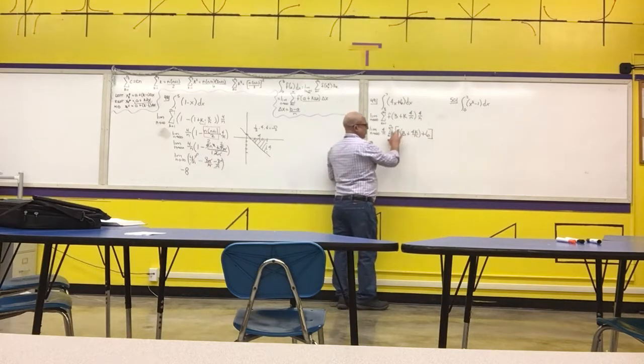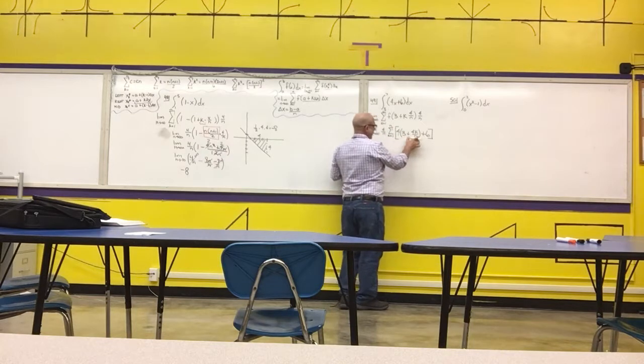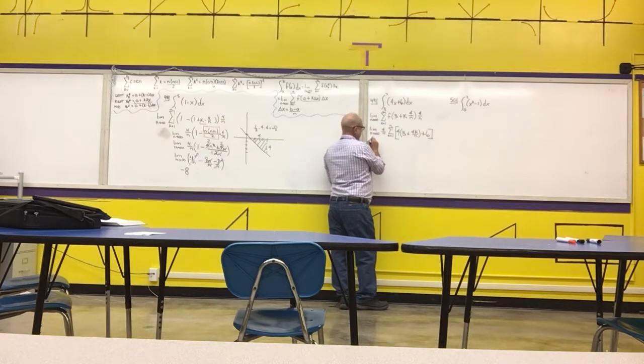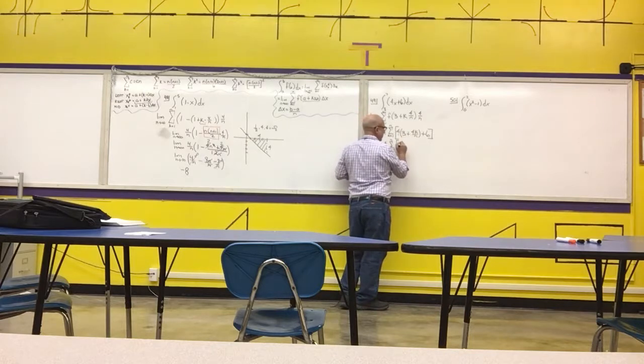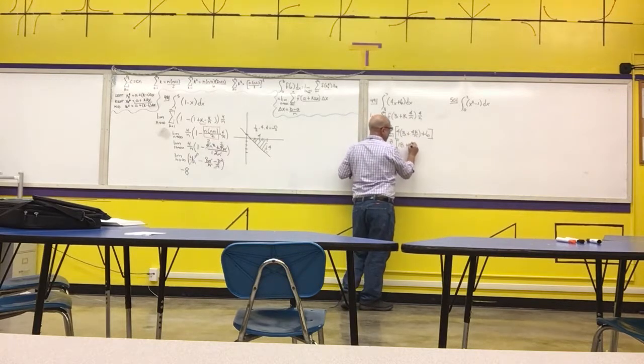Next thing I'm going to do is distribute the 4 inside the parentheses. K equals 1 to n. 4 times 3 is 12. 12 plus 6 is 18. I might as well combine my terms also. 4 times 4 is 16, k over n.